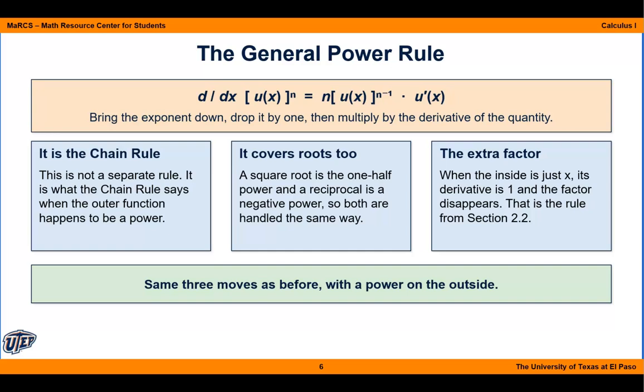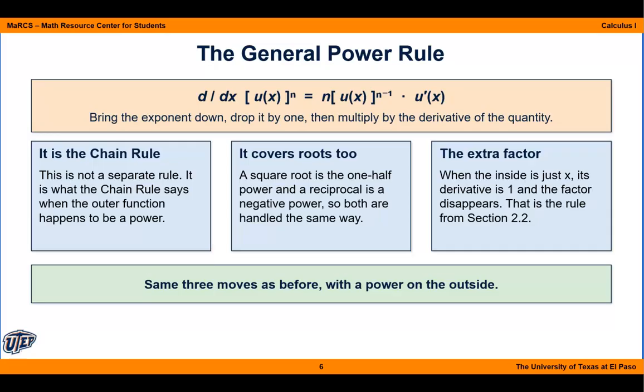The general power rule packages the chain rule for a function raised to a power. d/dx of u(x) raised to the power n is equal to n times u(x) raised to the power n minus 1 times u prime of x. Here, u of x represents the entire inside function. Bring the exponent down, subtract 1 from the exponent, and then multiply by u prime of x. This is not a separate idea. It is the chain rule when the outside function is a power.